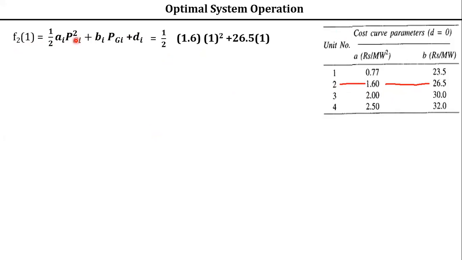And what is PG? PG means this bracketed term, the generation value. Understood? It is generating 1 megawatt, which is nothing but your PG. So that value is substituted, this A, B, D from the given table. This is nothing but your 1 megawatt. So you are going to get 27.3. I have not written the unit. It is nothing but rupees per hour. 27.3 rupees per hour you are going to get for F2 of 1. So next, what should we evaluate?